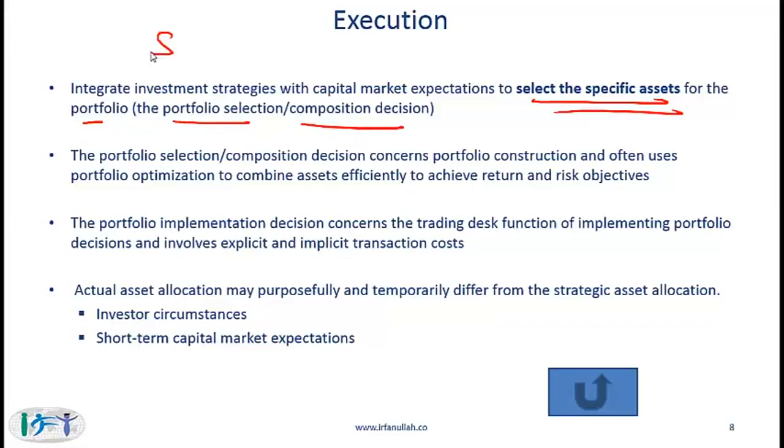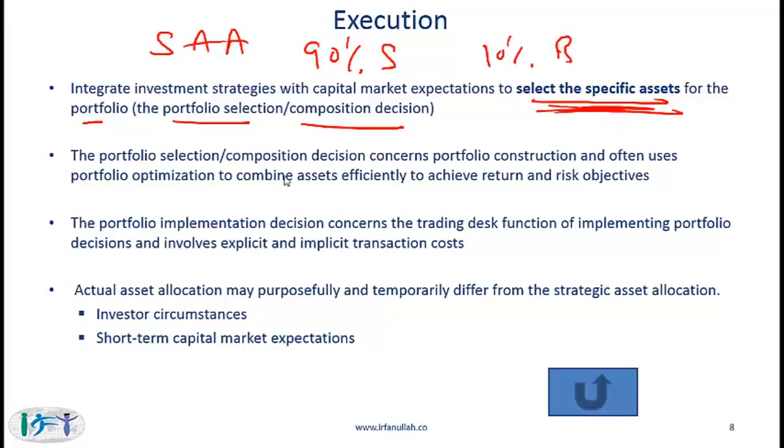Note that in our strategic asset allocation, we said something like 90% stocks and 10% bonds. But which stocks should we buy? Which bonds should we buy? Which industry should we have exposure to? This is done in execution, and the process of selecting the specific stocks is right here. Select the specific assets to buy.